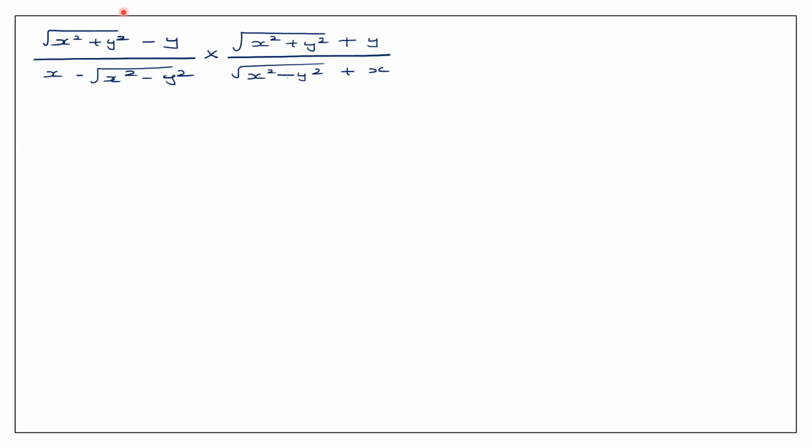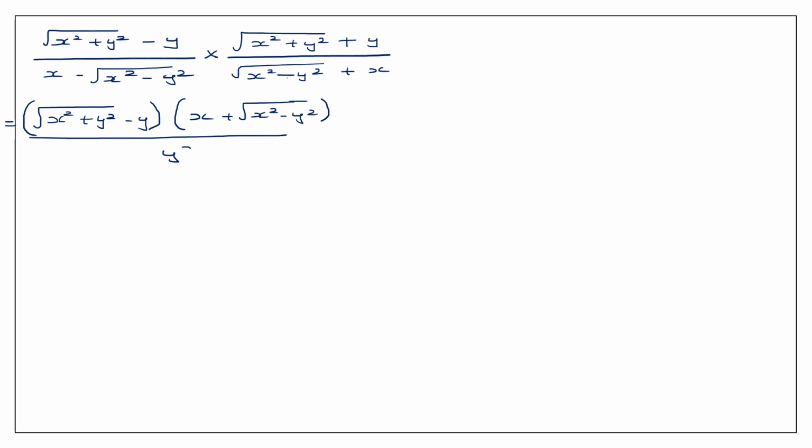So this is the expression that we worked out. Now we're going to substitute this with the answer that we got. So let's write the answer: that is equal to the root of x square plus y square minus y into x plus the root of x square minus y square. And in the denominator, after simplifying, we got y square. So this is what we got after simplifying the first fraction.